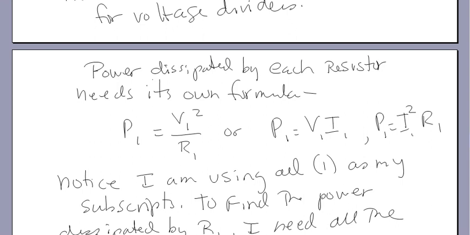Power dissipated by each resistor needs its own formula. Power 1 would be V1 squared over R1, or again, I'm using my basic power formulas, V squared over R, V times I, or I squared R. The only difference here is I'm using all the quantities that pertain to that particular resistor. If I'm looking for the power dissipated by resistor 1, I have to use the voltage across resistor 1, or for the second formula, the voltage across resistor 1 with the current through resistor 1, or for the third formula, the current through resistor 1 squared times resistor 1.